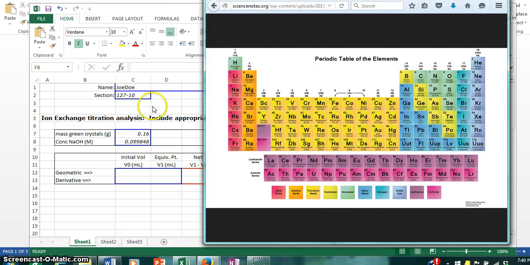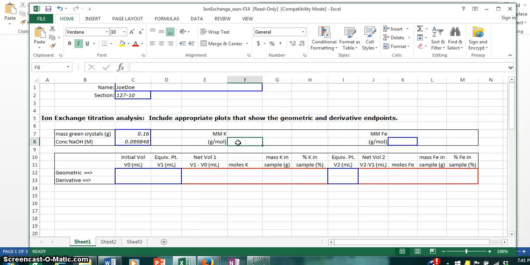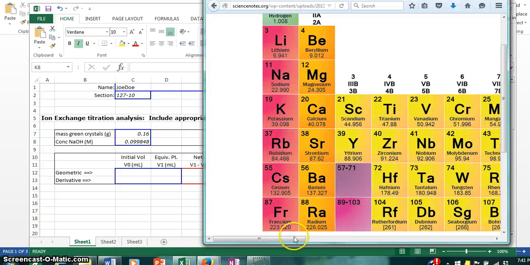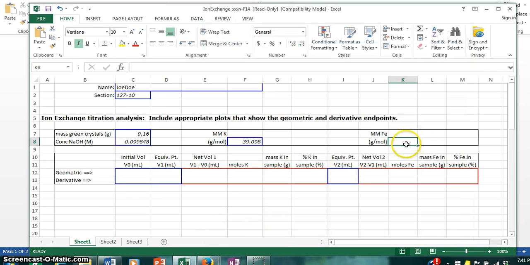Okay, so to find the molar mass of potassium, you're just going to look at your periodic table, and it is 39.098. And so you're going to type that in right here. And you already have your units of grams per mole. For iron, do the same thing. Find it on your periodic table, 55.933 on mine. So I'm going to type that in here.